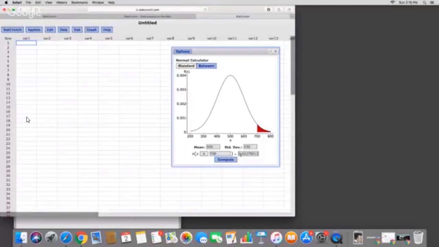So let's look at the next problem that was on that homework sheet, the idea that we were looking for above 700, and you'll see there we have 0.0227 coming up for the area above 700.